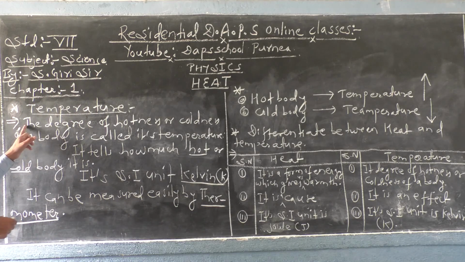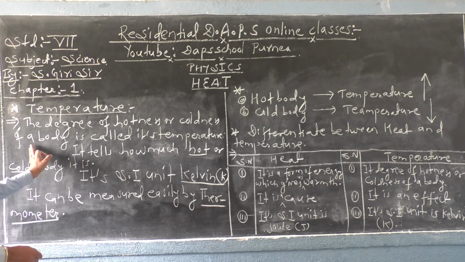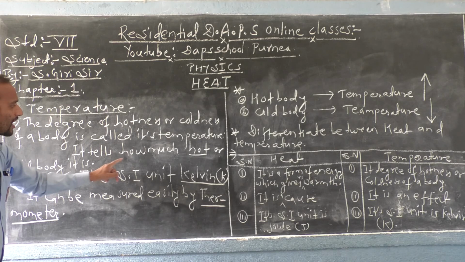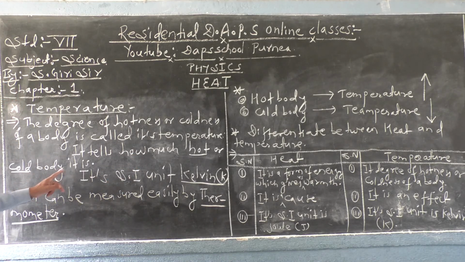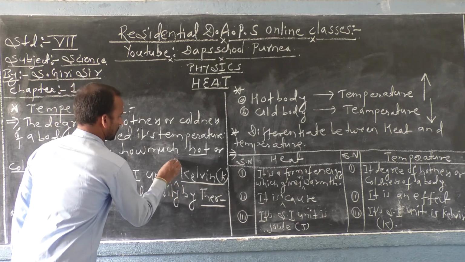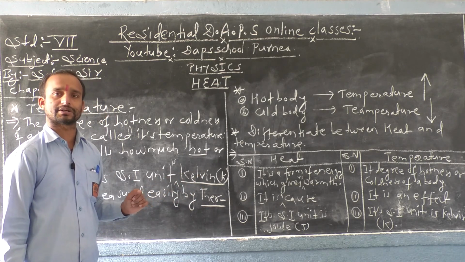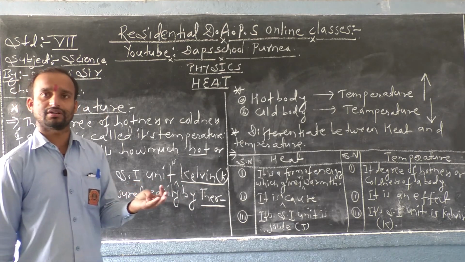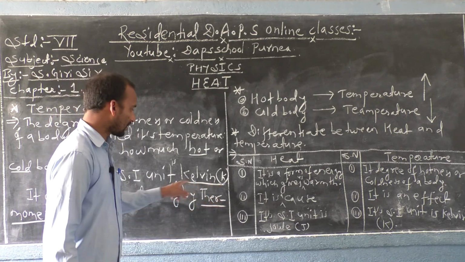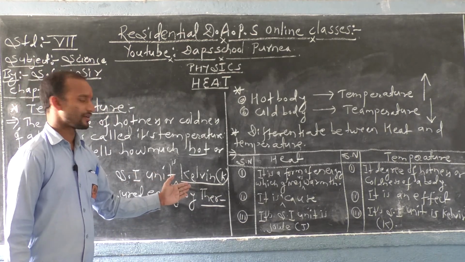So dearest friends, you can write the definition of temperature here. The degree of hotness or coldness of a body is called its temperature. It tells how hot or cold a body is. Its SI unit is Kelvin. Even though there are three different scales to measure temperature, Celsius scale C, degree Fahrenheit F and Kelvin K, these scales are named after the scientists who propounded them.